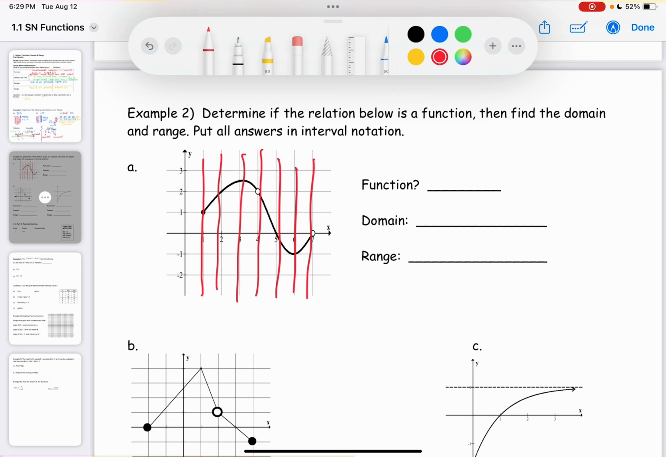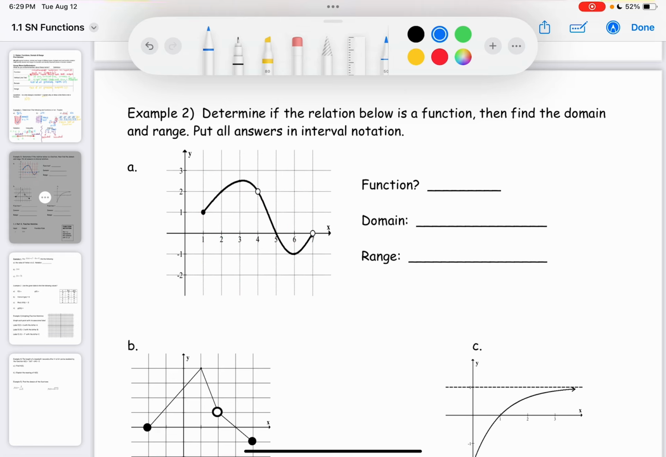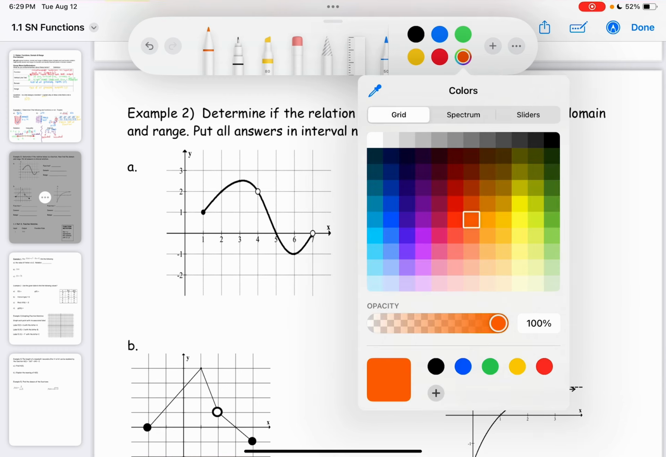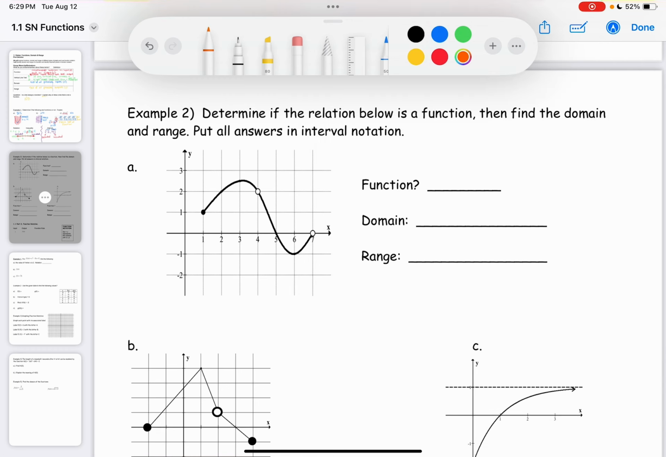And I'm going to erase all these, so you may not want to draw them. But for every x value, 1, 2, 3, 4, 5, 6, 7, there is only one output. There's only one output. Now, that passing of the vertical line test proves that this is a function.